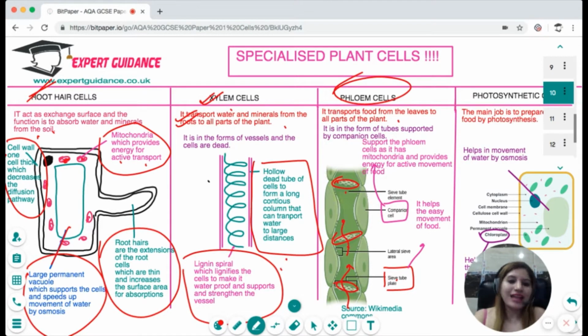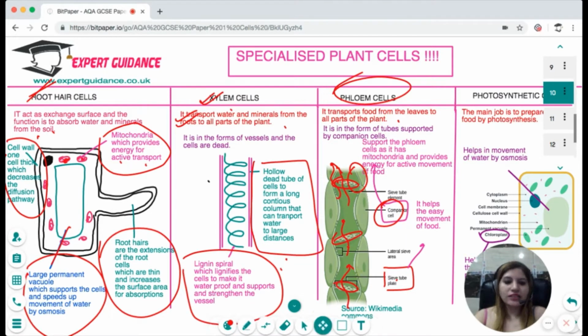Okay, and since the sieve tubes have lost the majority of their cell contents, they are supported by a special cell called the companion cell. It supports the phloem cell and provides the cell whatever they need. Especially they are rich in mitochondria, which makes a lot of energy for the sieve plates and sieve tubes so that they can transport food.